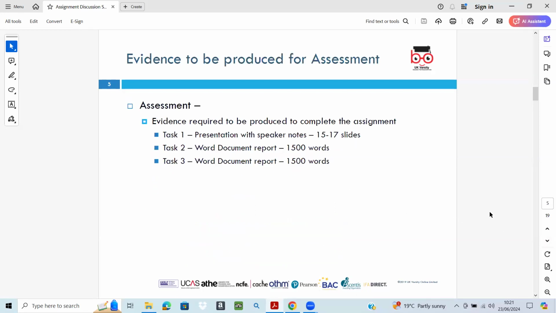Then in this slide, we need to discuss the evidence to be produced for assessment. To successfully complete the assignment, you will need to produce the following evidence for assessment across the three tasks. So we have three tasks here: task 1, task 2, and task 3. Task 1 is a presentation with speaker notes. Make sure that we include the speaker notes.